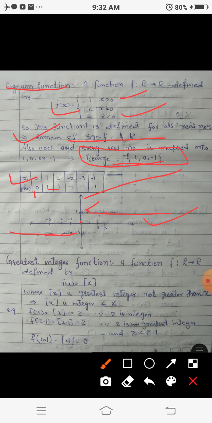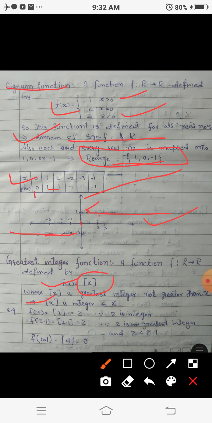Now another function is the greatest integer function. What is the greatest integer function? It is a function f from R to R, its domain is R and its codomain is R, defined by f of x equal to the greatest integer of x. Here the greatest integer is not greater than x, that is, this is the integer which is always less than or equal to x.